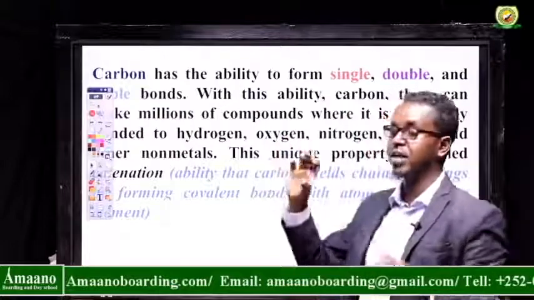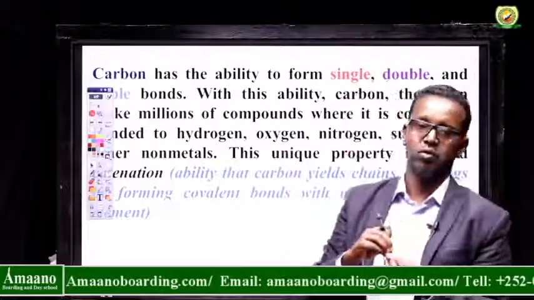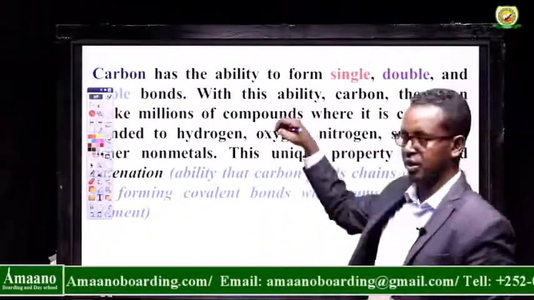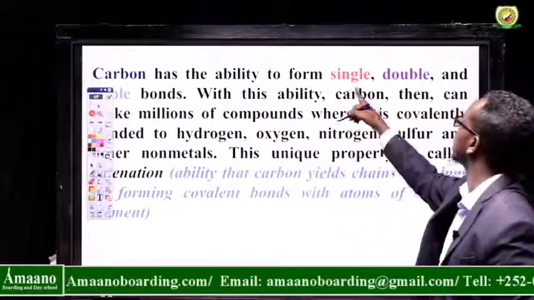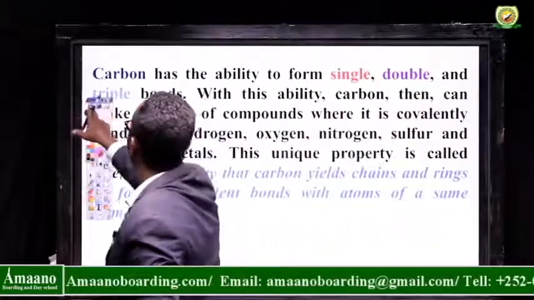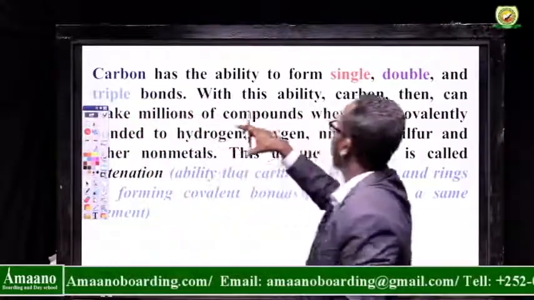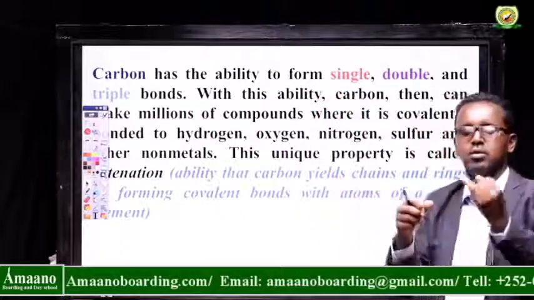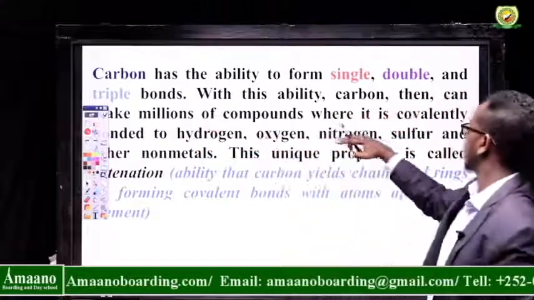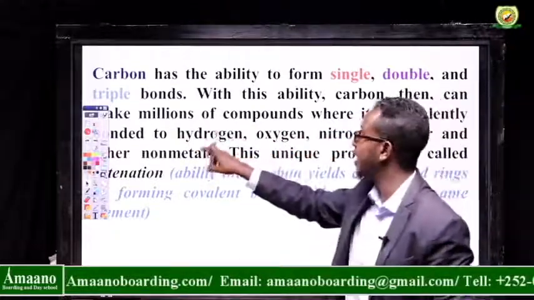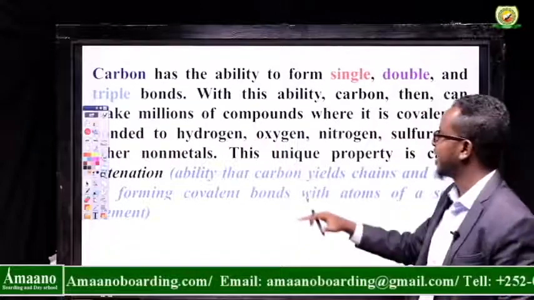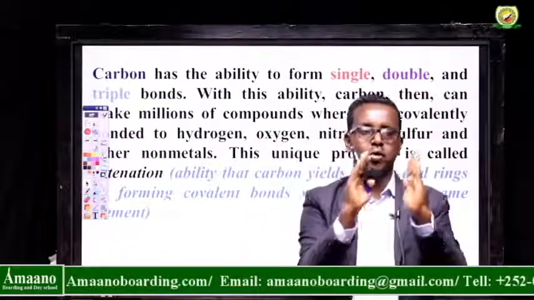So I want to summarize my lesson here. Organic chemistry is the study of carbon, a branch of chemistry that deals with carbon. Carbon is very important in organic chemistry because carbon has the ability to form single bonds. It can form double bonds and triple bonds. Because it forms single, double, and triple bonds, it makes millions and millions of compounds where it is covalently bonded. It can react with hydrogen, oxygen, nitrogen, sulfur, and other nonmetals. This is a unique property of carbon.